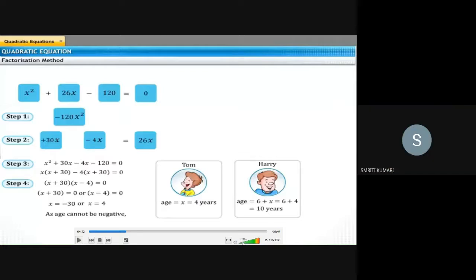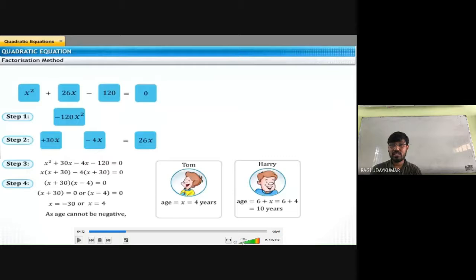Sir, another way can be that we can let Harry's age as x and Tom's age as x plus 6. Yes, or you can take Tom's age as x and Harry's age as x minus 6. So you try to proceed with the problem by taking it like this, and you can check whether you are getting the same answer or not. Like this, you need to do experiments whenever you are doing mathematics. Okay? You try the problem in that way.